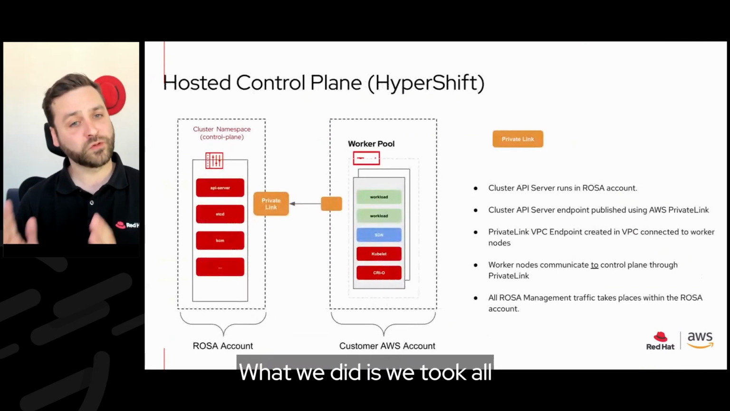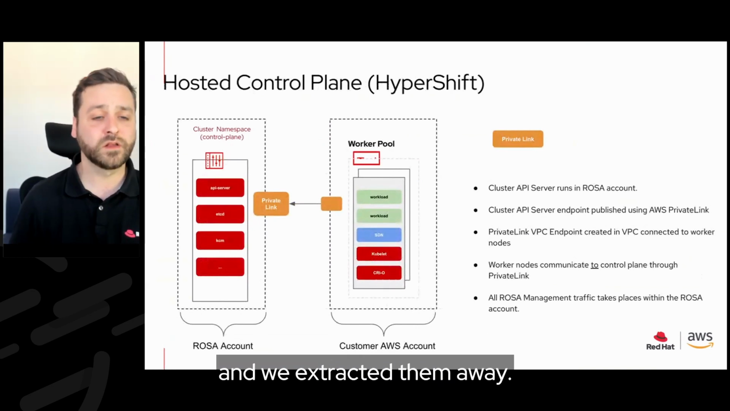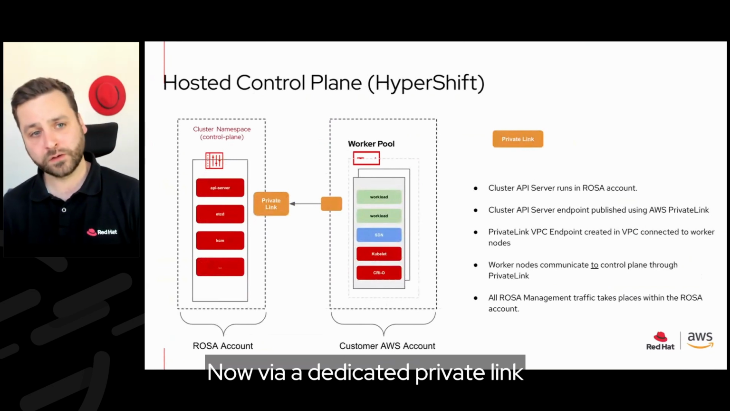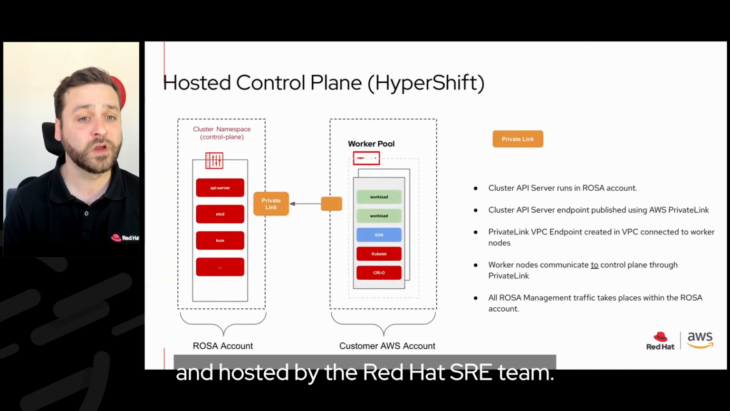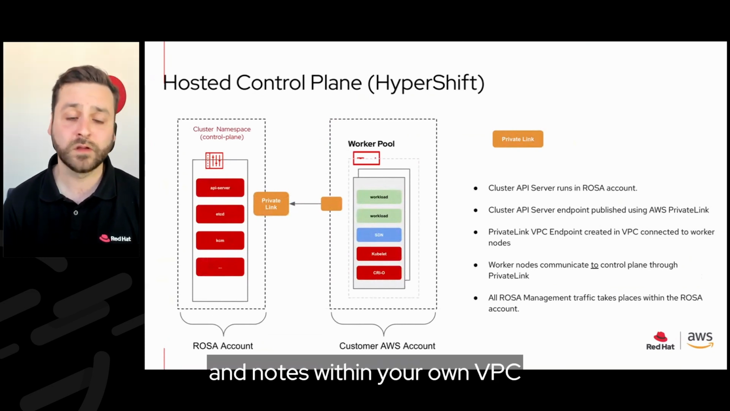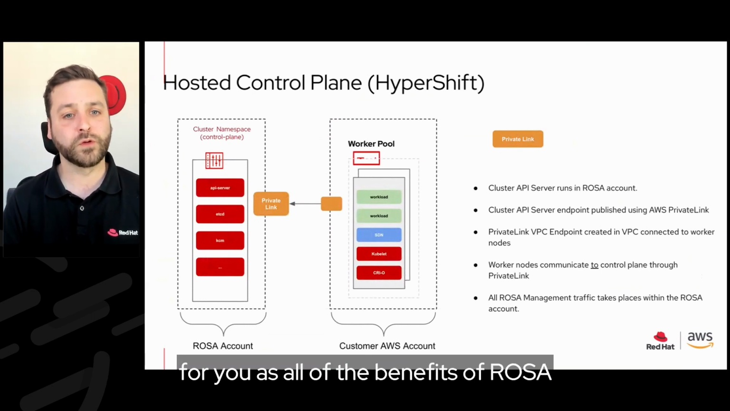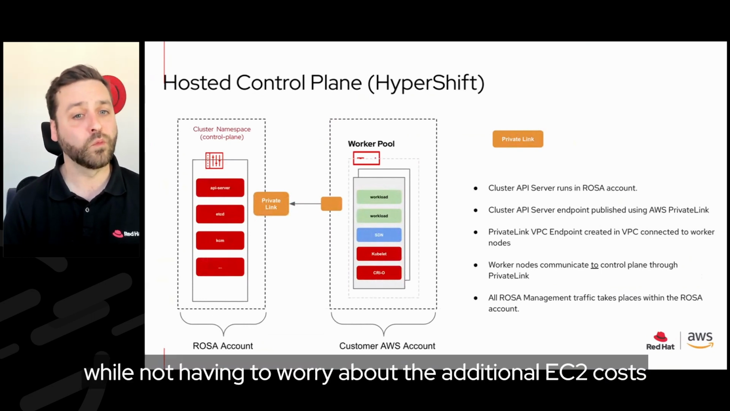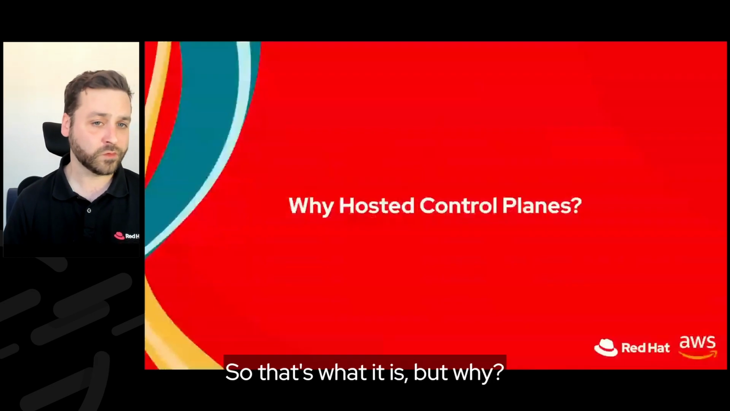What we did is we took all of the master control plane components and we abstracted them away. Now, via a dedicated private link, you have the control plane aspects managed, supported, and hosted by the Red Hat SRE team. All you now need to do is run your worker nodes within your own VPC, similar to your classic ROSA installation, which results for you in all of the benefits of ROSA, while not having to worry about the additional EC2 costs of a master control plane and the infrastructure nodes. So that's what it is.